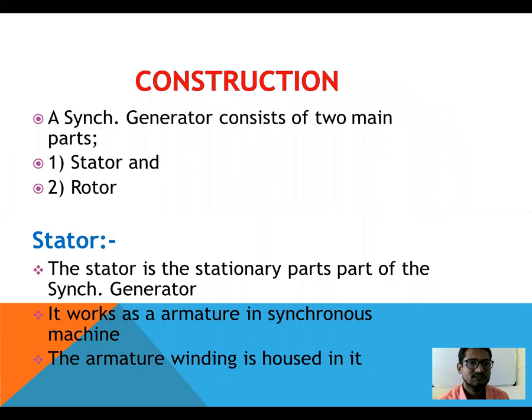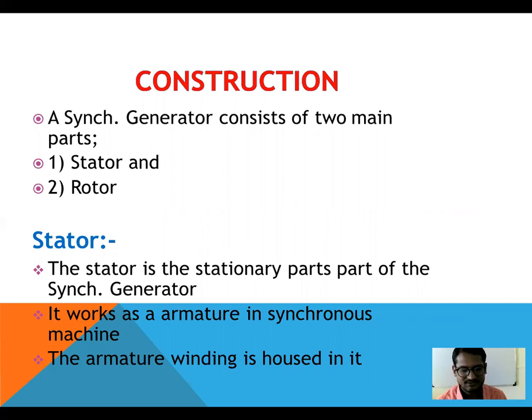Next, construction. A synchronous generator consists of two main parts. First is the stator and another is the rotor. We already discussed that. First of all, we briefly discuss the stator. The stator is the stationary part of the machine, that's why it is called a stator. There are two types of stator: cylindrical stator and salient pole stator.